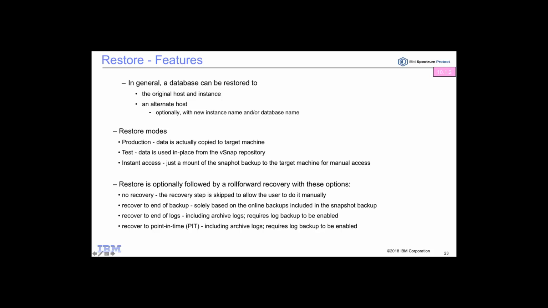As I mentioned a little earlier, you can restore the databases to the original host or instance, or to an alternate host with a new instance name or database name. We talked about these two test restore modes again, and this is just standard Spectrum Protect Plus stuff. Production, which actually copies the data back. Test, which uses the data in place in the VSnap repository. And then there's also this instant access mode, which is just a mount of the snapshot backup to the target machine so you can manually access it and do the restore.